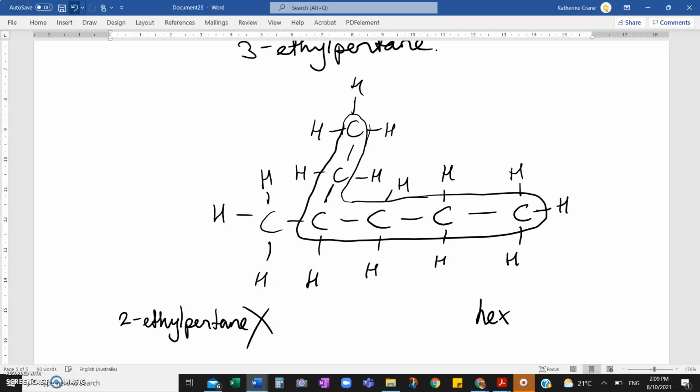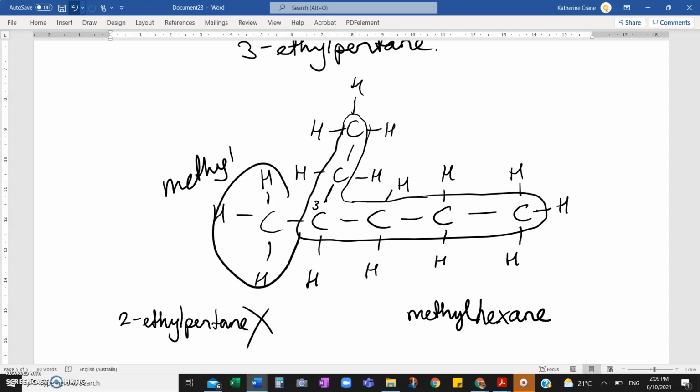So it is a hexane group with a methyl attachment. And the methyl is the third carbon from the end there, fourth from that end, so third is the better one. So it's 3-methyl hexane. Not 2-ethyl pentane. That's wrong, because the hexane is the longer chain. So that's one of the tricks you can come across with doing these.